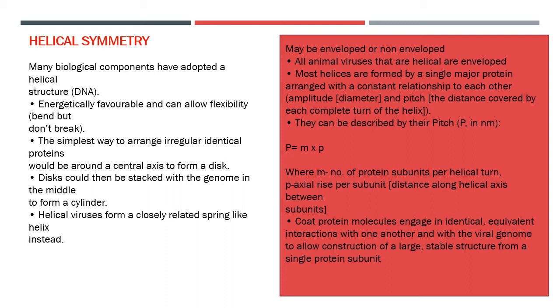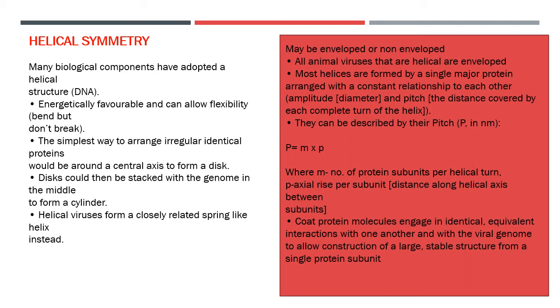So let's study these symmetries in detail. First is helical symmetry, right? The example is tobacco mosaic virus or Ebola. Many biological components have adopted a helical structure, like DNA. It is energetically favorable and can allow flexibility, that is, they can bend but they don't break.